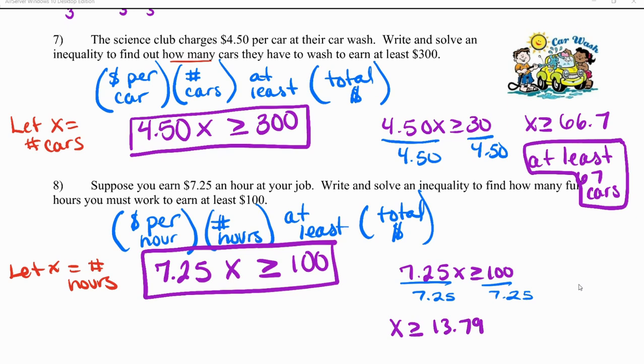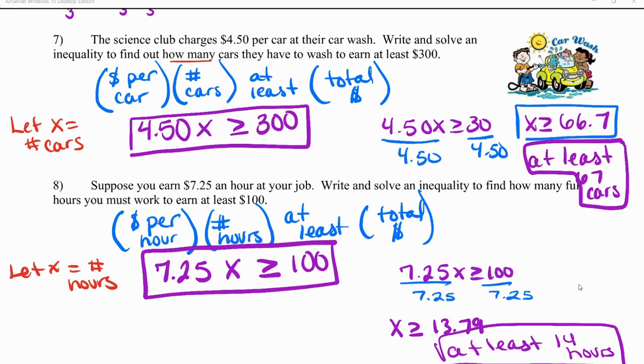So the value of x, or the solution to the inequality, is x is greater than 13.79 hours, which we can interpret to at least 14 hours. Because it specifically states how many full hours must you work. So the next full value would be 14. That's greater than 13.79. But it's still helpful to include the solution to the inequality and then interpret what that means.